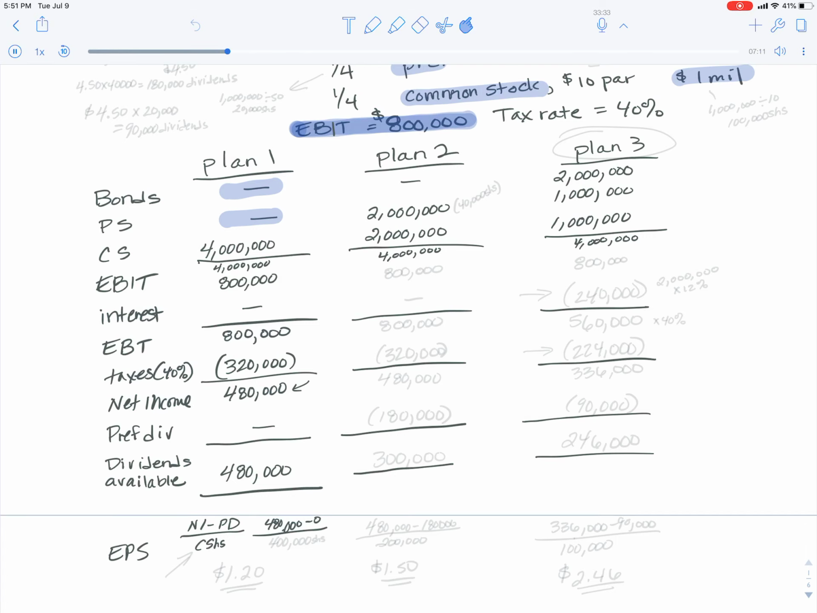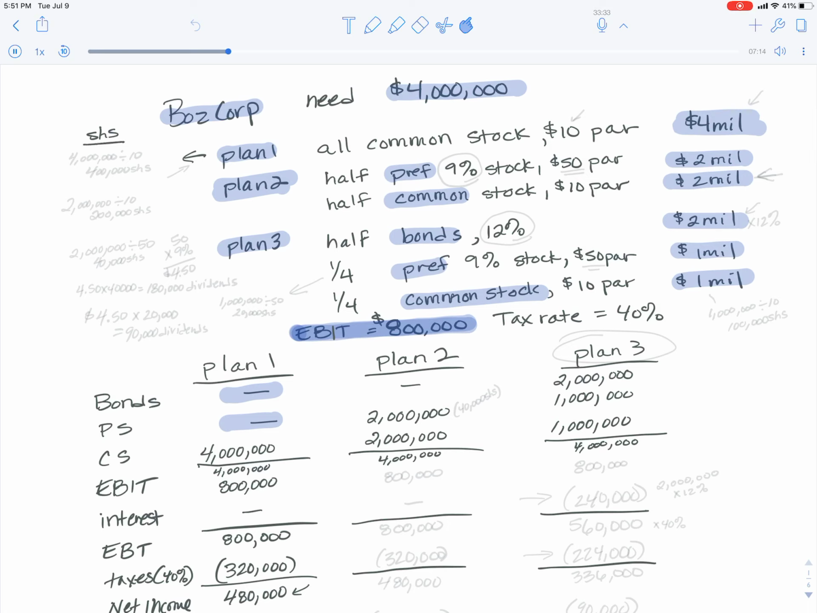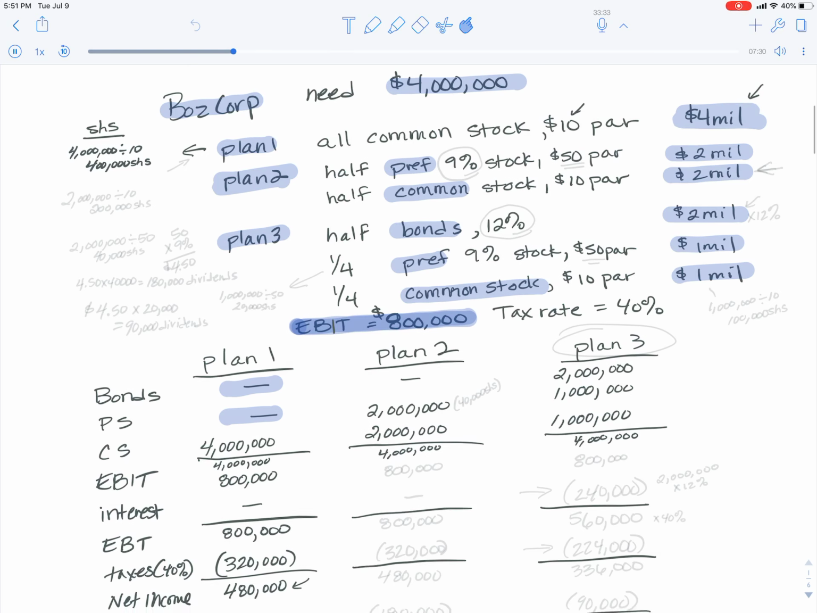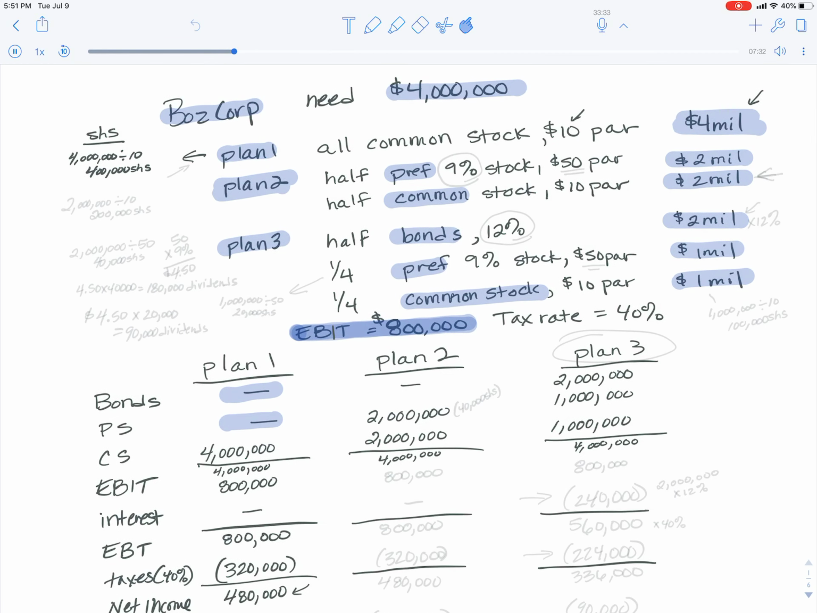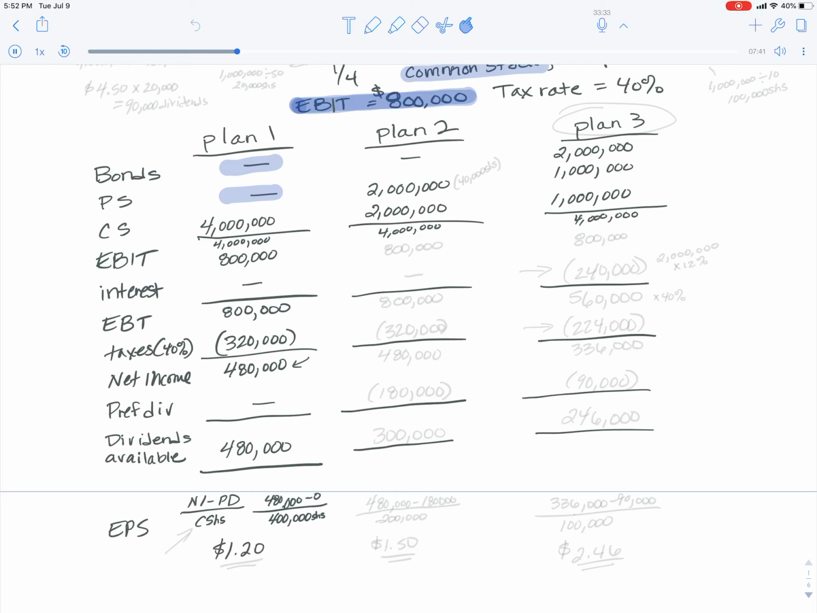So let's come over here and say, how many shares is this? Well, if we're going to raise $4 million and it's $10 par, 4 million divided by 10 is 400,000 shares. So we would have to issue 400,000 shares to get $4 million. So that's your denominator. So your earnings per share in this first plan is $1.20.